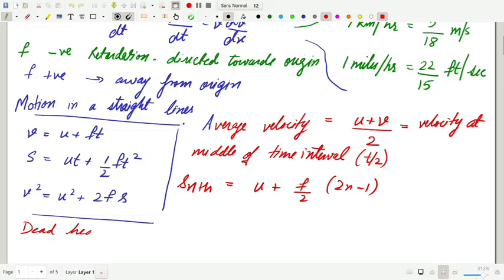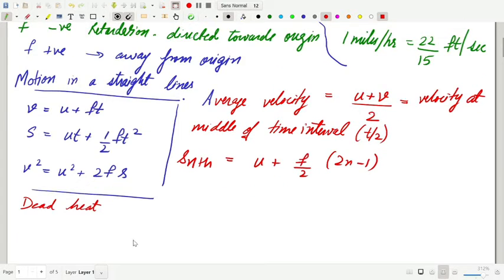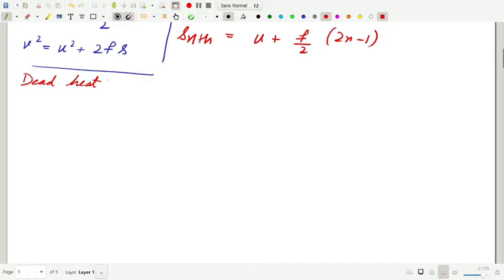Now, what do you mean by dead heat? It basically implies that the particles reached the destination at the same time.